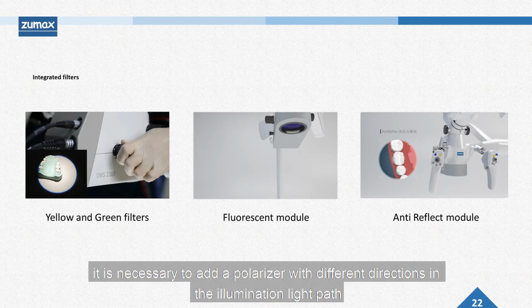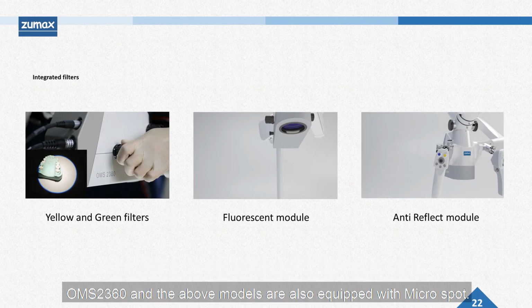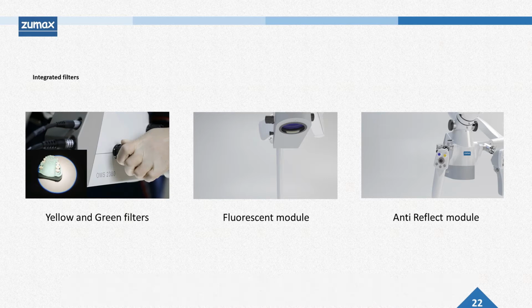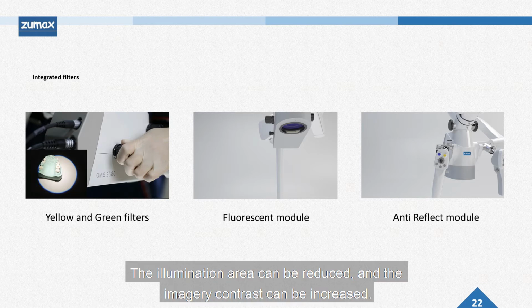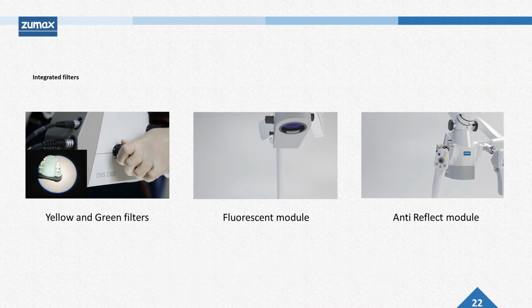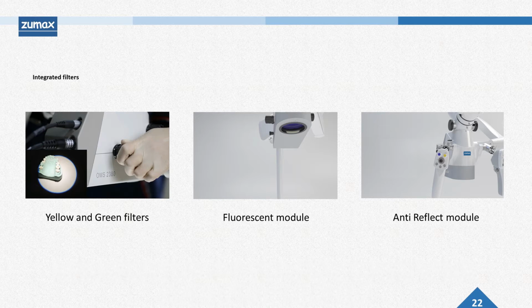This adversely affects the observation effect. At this time, it is necessary to add polarizers with different directions in the illumination light path and the observation light path to filter out the strong interference light reflected by the mirror. OMS 2360 and the above models are also equipped with a microscope. When this illumination spot is selected, the illumination area can be reduced and the imaging contrast can be increased. In the case of high magnification, if the illumination intensity increases, it can help reduce reflected light.